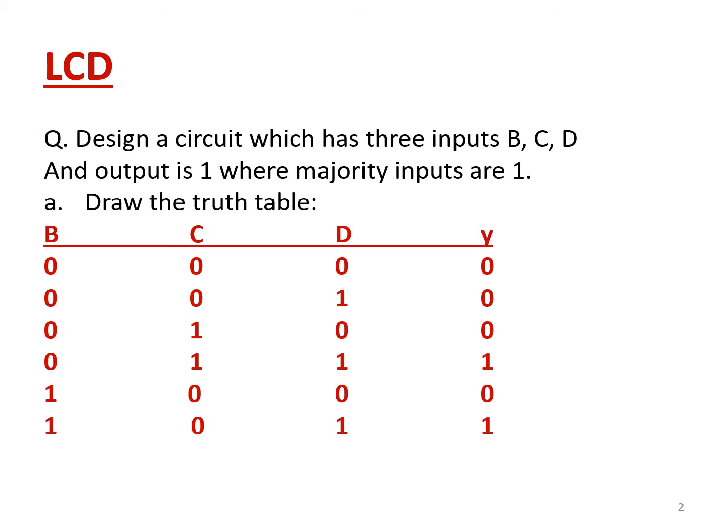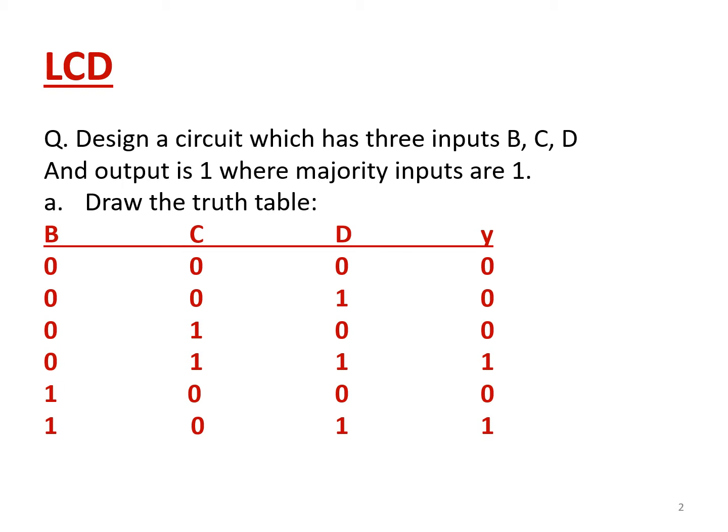We take the first example. Design a circuit which has three inputs B, C, D and output is 1, where majority inputs are 1. Now this is the condition; depending upon the application you have to lay down the condition. So when we draw the truth table, it is as shown.